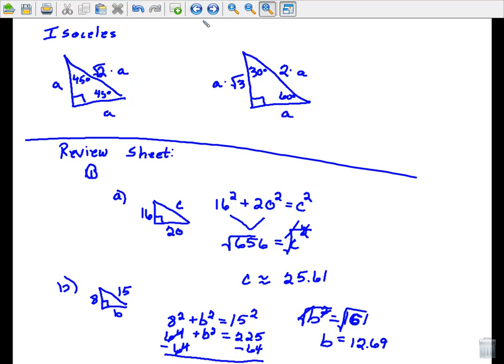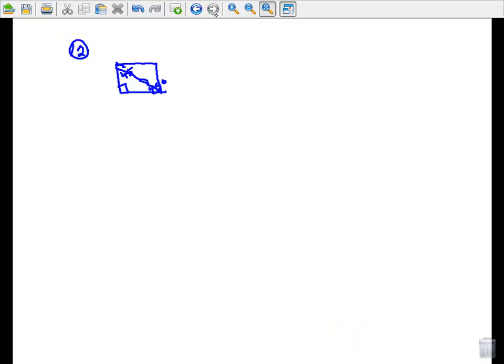Isosceles, or let's see. Oh, it's this one where we know whatever these lengths are, that longer one, the hypotenuse, is square root of 2 times whatever the legs are, right? Let's remember that as we do this.